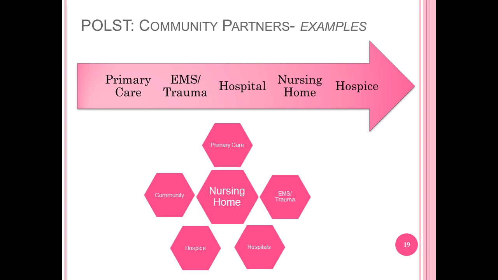The primary care could include different health clinics, independent living, assisted living centers, adult day health centers, senior centers, private caregivers, home health organizations, prisons, etc. The EMS trauma could include your city, your county, private ambulance providers, first responders, EMS. Hospitals could include both public and private hospitals, as well as Veterans Health Administration centers. Hospices follow people in a lot of settings, so there's a lot of overlap there as well.